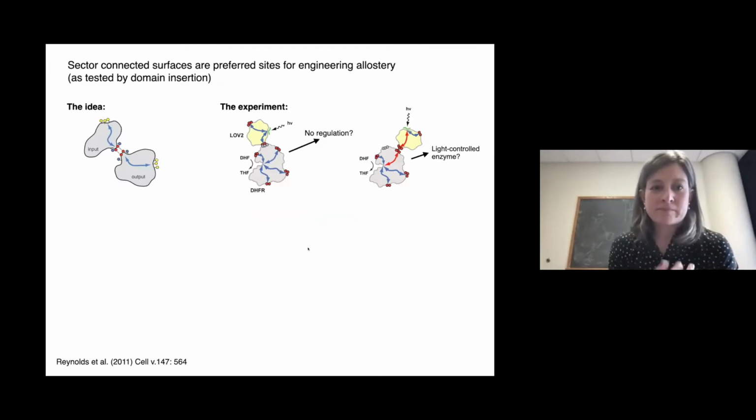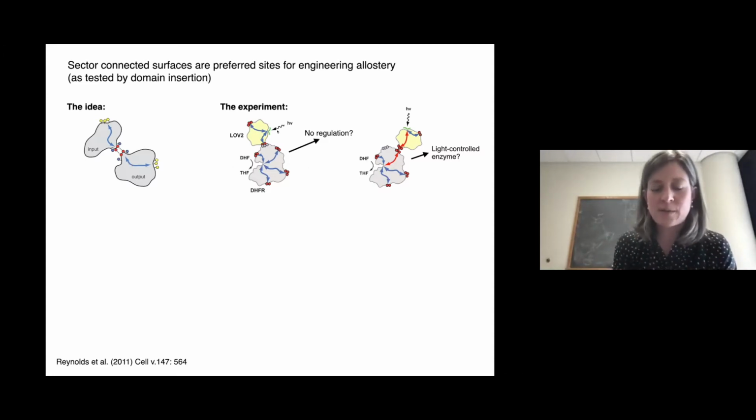Okay, so in prior work, I set out to test this. The idea was to basically start with two protein domains. This is the abstract idea: we're going to have some output domain where we can measure activity, and then we're going to plug in an input domain, which is going to be our allosteric input. If we connect these two things such that the input is connected into the sector of the output, then with some probability, we should get these two domains to start to talk to each other.